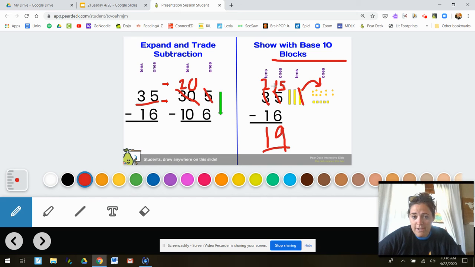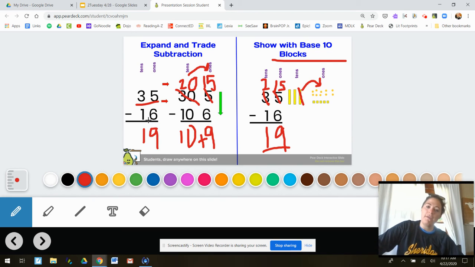And remember, just like over here, how I was trading those 10s, it's going to go for 10 1s, which is going to leave me with 15 1s. So we're just trading that 10 into 10 1s. Okay, 15 minus 6 is 9. 20 minus 10 is 10. 10 plus 9 is 19. Okay, hopefully you're sticking with me. Maybe pause, do a quick stretch break, rest your brain for a second because this is brand new.